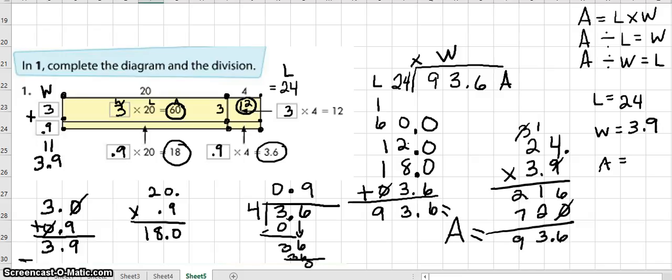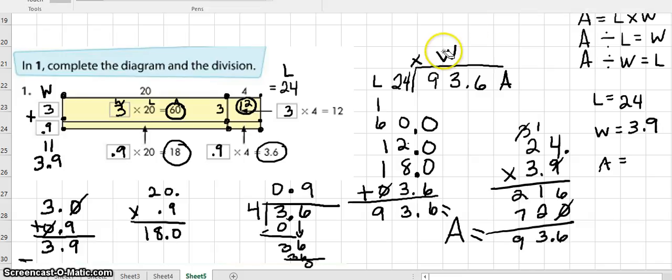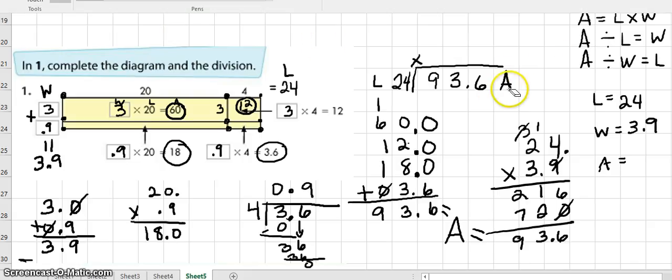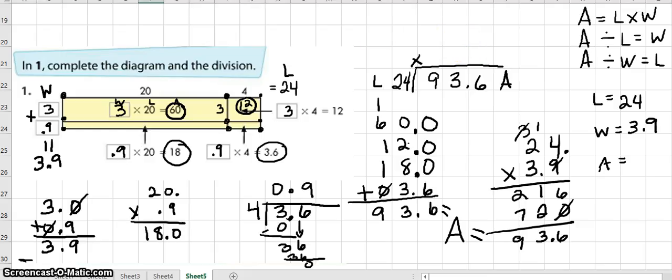So the problem asks us to fill in our division problem. Area divided by length equals width. And what did we decide the width on this was? 3 9/10. We filled in all the pieces to this. We have all the pieces to the puzzle. Like I said, there's lots of different ways. Let's look at the other two problems.